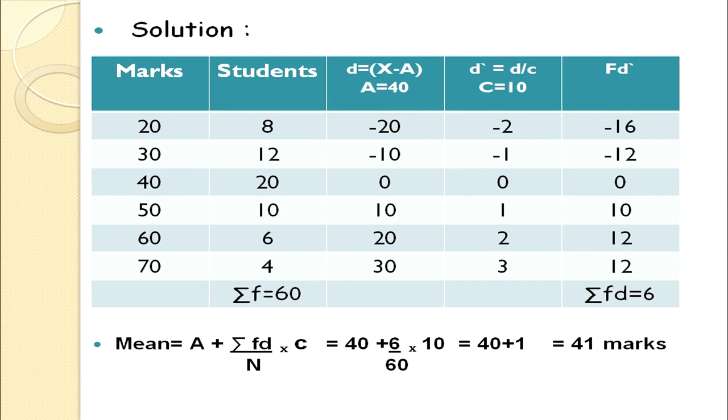After this, we are going to sum up. That means summation of FD dash comes to 6. So, we have got the frequency, sum of frequency is 60. Now, write the formula. Mean is equals to A plus summation of FD dash divided by number of observation into common factor. Put all the values, we get 40 plus 6 divided by 60 into 10, again we get 41 marks.